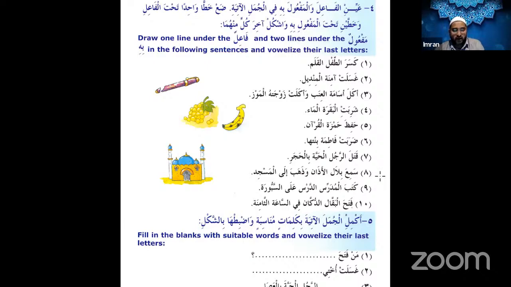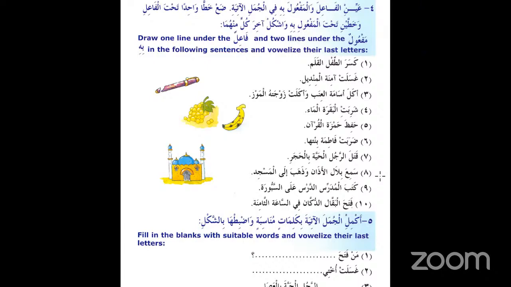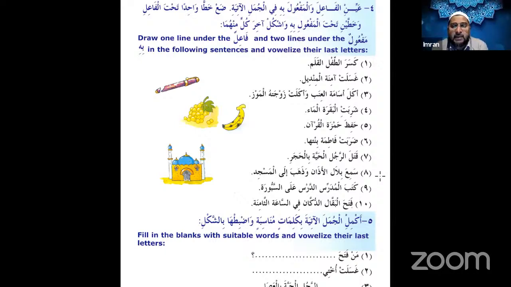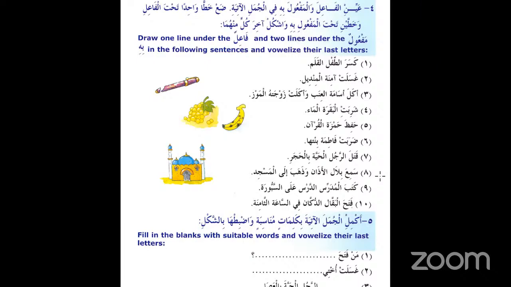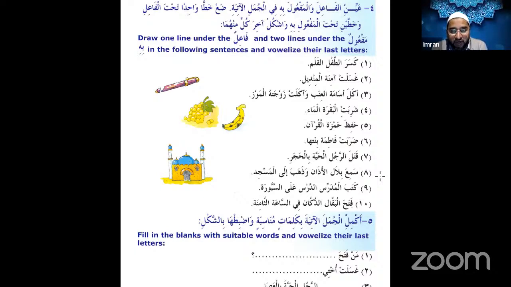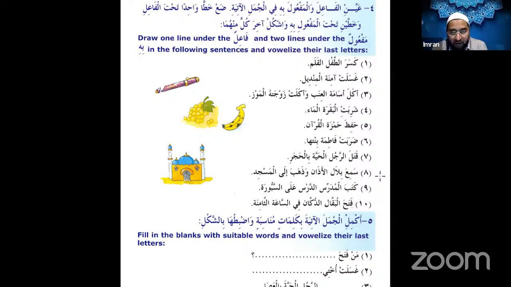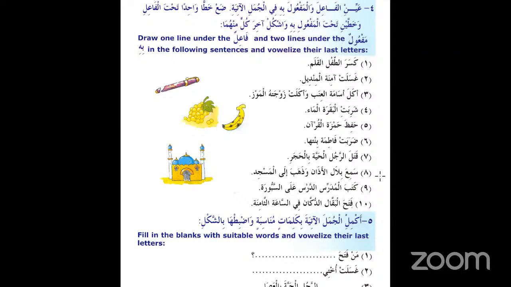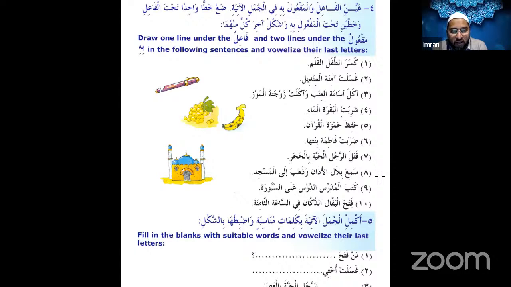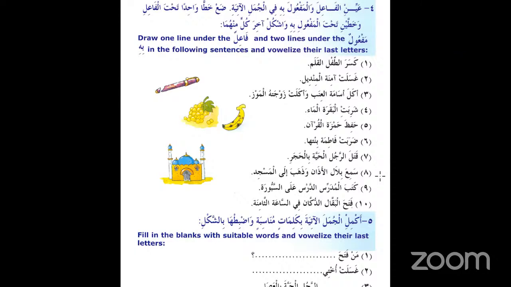Okay, correct. So where is the fa'il in Sami'a Bilal al-Adhana? Zahaba is the fa'il. No, Sami'a Bilalun. Bilal heard. What did he hear? He heard the azan. Exactly. So who is doing the action of hearing? It's Bilal. Exactly. So Bilal is the fa'il, and Al-Adhana is the maf'ul bihi. And Zahaba is referring back to Bilal. He went to the mosque. Excellent.